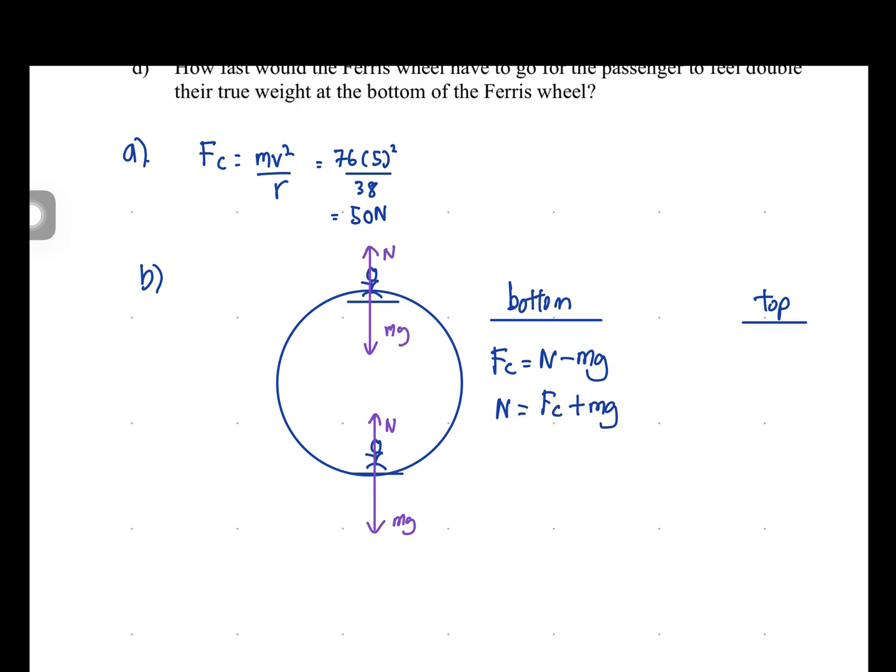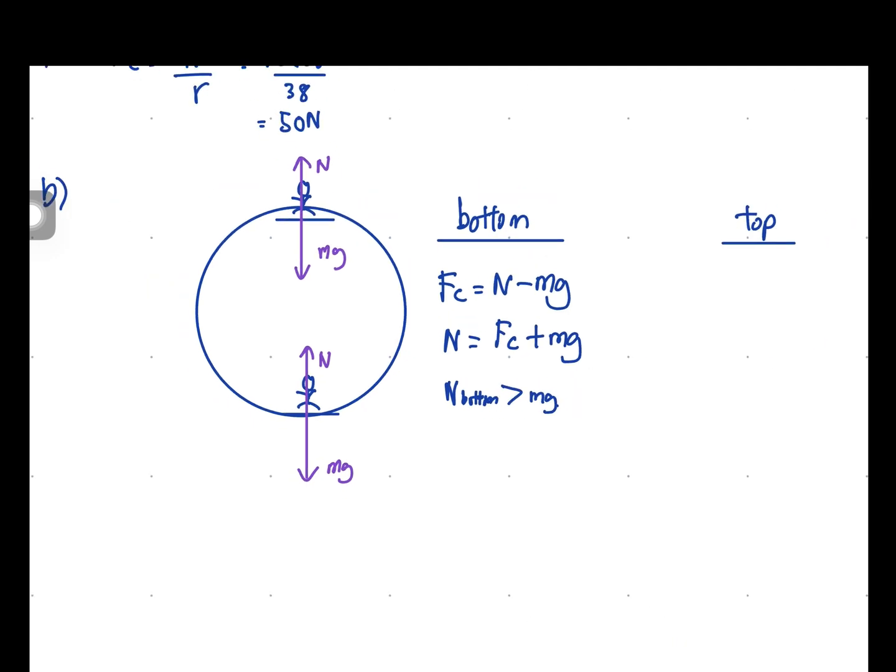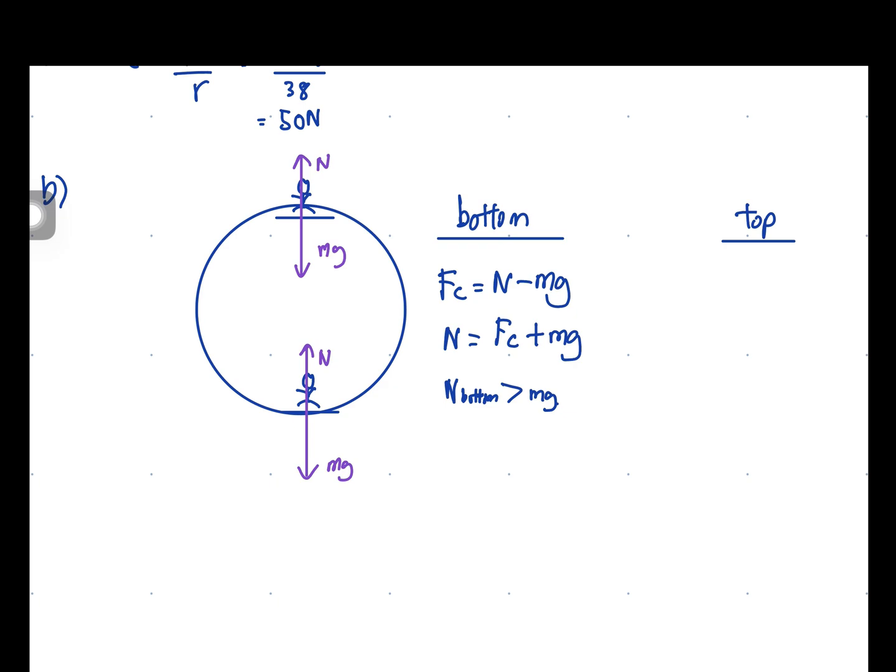Since the centripetal force is the one we calculated early on in part A, we can see that the normal force, which represents our apparent weight, is bigger than the actual weight, which is mg, right? Because we have to add the centripetal force. So we can say that the normal force at the bottom is more than your actual weight, mg. So we will feel a bit heavier at the bottom, right?